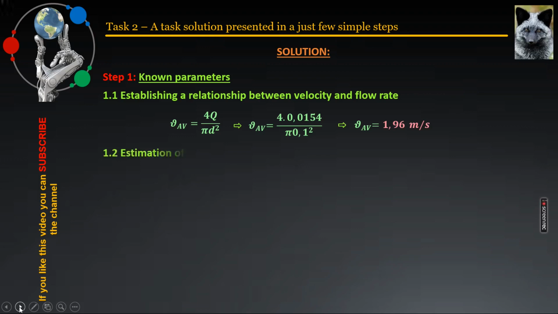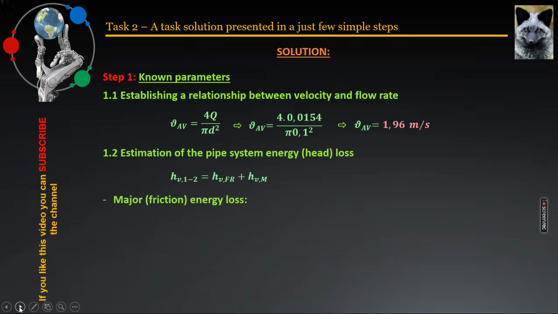The second action of step 1 involves the calculation of the energy loss represented in the form of head. For this purpose, we must consider in advance that the total energy loss represents the sum of the two types of losses mentioned before. So let's start with the estimation of the friction energy loss.